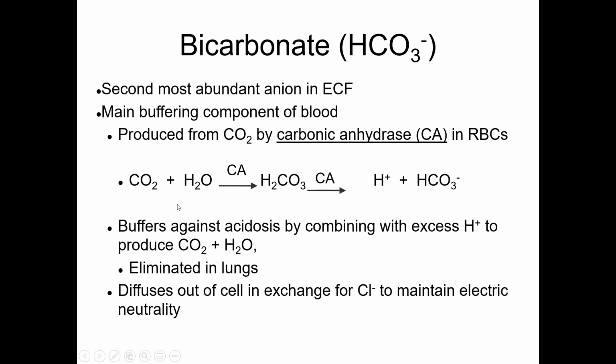This will be discussed in a little more detail once we get to the acid-base balance of the body, but this is basically our respiratory buffering system. It buffers against acidosis by combining with excess hydrogens to produce carbon dioxide and water. It is eliminated in the lungs as carbon dioxide. It diffuses out of the cells in exchange for chloride to maintain electrical neutrality. So that's where we have the chloride shift: chloride goes in, bicarbonate comes out.